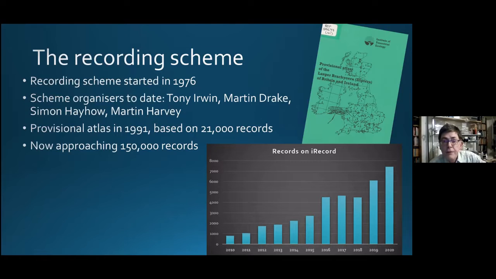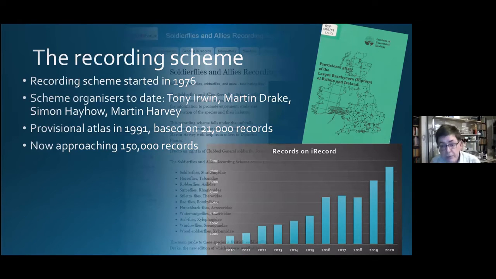The graph here is showing the number of records that have been coming in via the iRecord system, which is our preferred way of records coming in, but we do get records via other routes as well. So the numbers shown on this chart are not the whole story by any means, but nonetheless it's pleasing to see that the level of recording has been increasing in recent years, and that we are getting better data on many of the species.